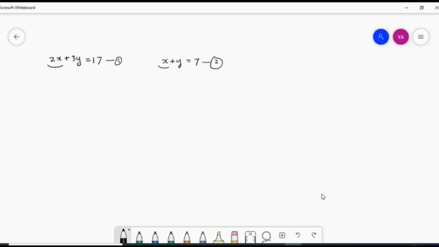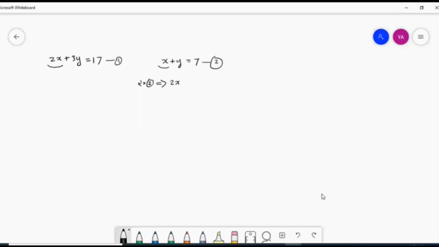So what you have to do is, you want to take the double of this equation. So you can simply do 2 times equation number 2. How will you get? You want to multiply each term in equation number 2 by 2. Okay, so 2 into x, 2 into y, then 2 into 7.